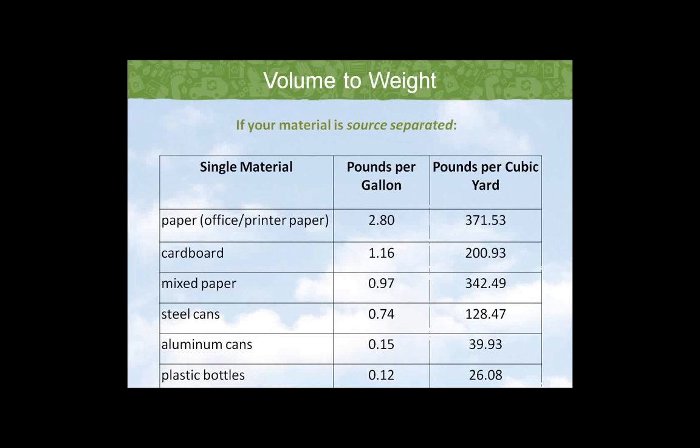If you have different containers for different materials, this is called source separated. You'll want to be sure to use the conversion factor for the specific material collected, as well as the appropriate conversion factor based on the type of container. Next, we'll have 4 examples to help you get started converting volume to weight.